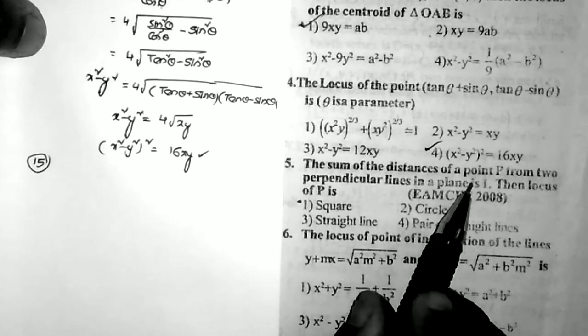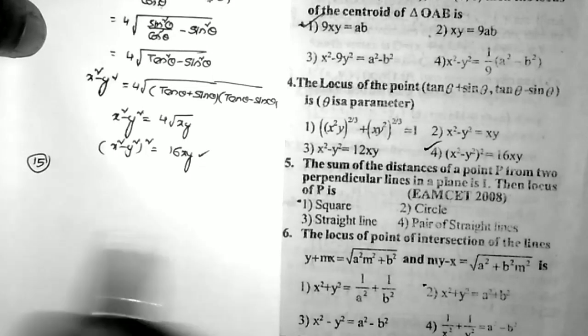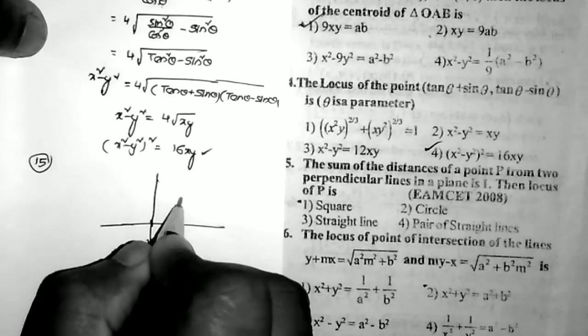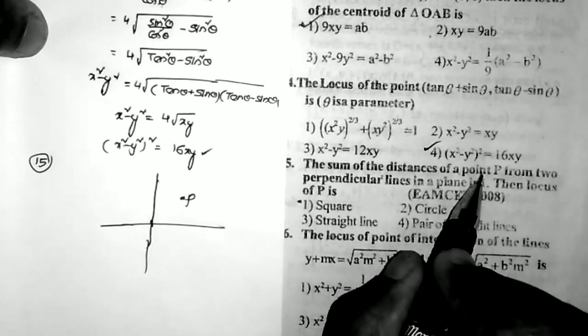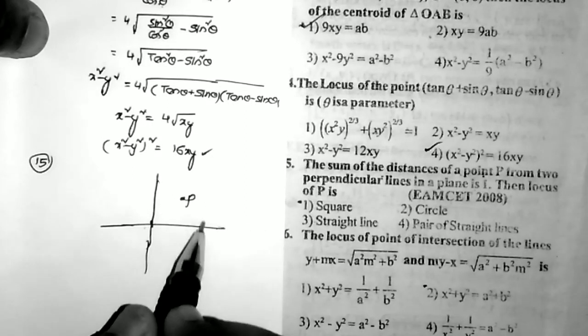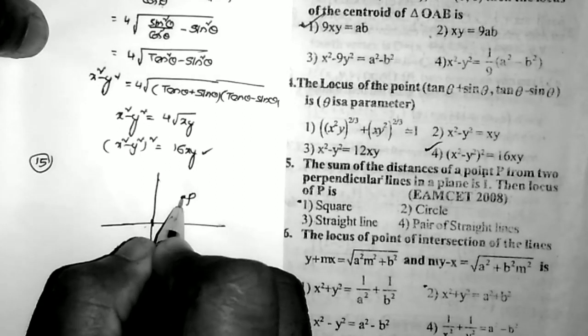The sum of the distances of the point P from two perpendicular lines in a plane is 1, then the locus of P is equal to. Direct answer, these are the coordinate axes. Suppose this is the point P. What is the given data? Sum of the distances of this point from the two perpendicular lines. Suppose here these two are the perpendicular lines. The sum of the distances of this point from the coordinate axes.